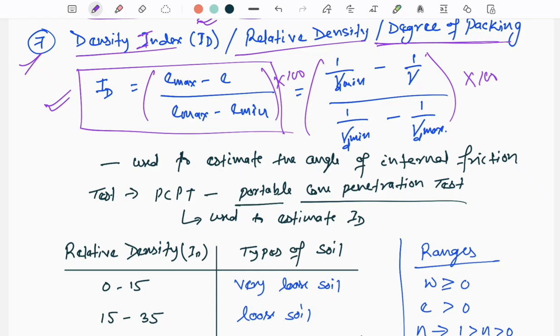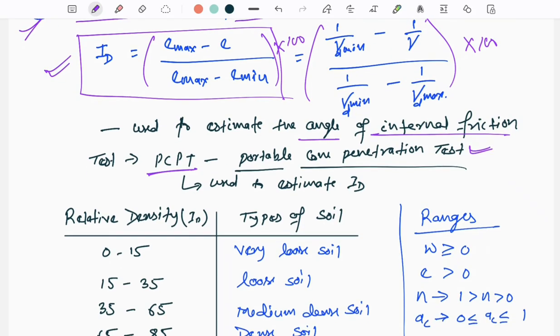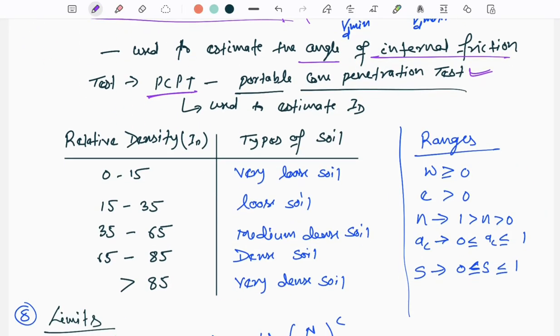What is the use of this density index? It is used to estimate the angle of internal friction. And this density index you can find by a test called PCPT, that is portable cone penetration test. This is used to estimate the density index. There is a range, some tabular values here, and this is many times asked in competitive exams.